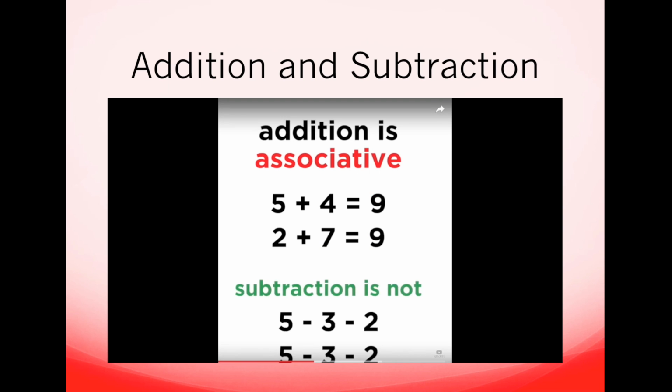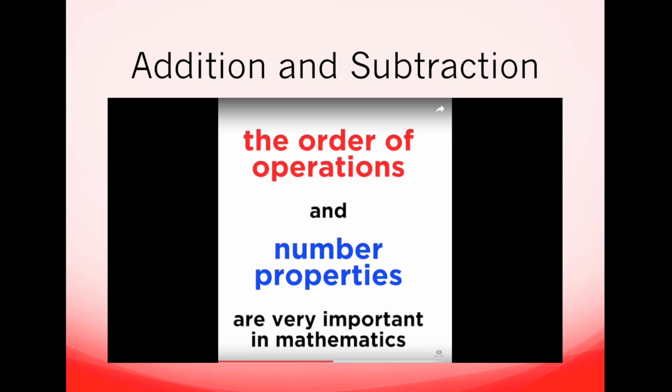Subtraction is not associative. If we write down 5 minus 3 minus 2, we could do 5 minus 3 first. That gives us 2. And subtracting the other 2, we get 0. If instead we do the 3 minus 2 first, we get 1, and 5 minus 1 is 4. So we can see that subtraction is not associative. We will learn all about the order of operations later, as well as other ways in which these kinds of properties become less obvious, yet very important.